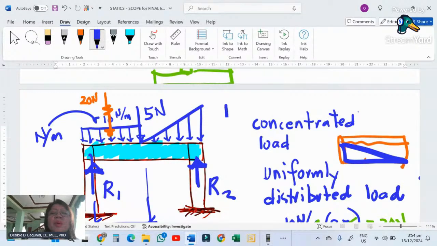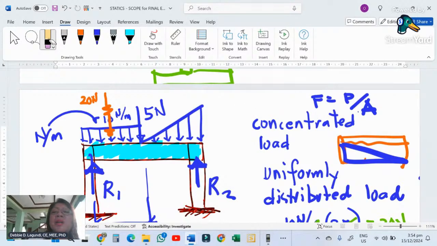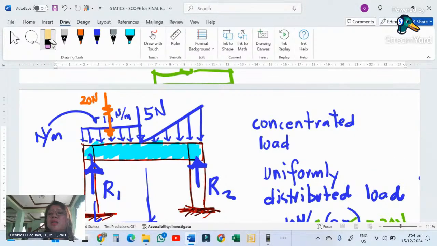From the formula, the pressure is equal to rho g h. h is how high the water is. g is the acceleration due to gravity. Rho is the density of the water, 1,000 kilograms per cubic meter. How will you get the force in there? The force is equal to pressure times the area. Meanwhile, let's not deal with this one because this will be taken up in your fluid mechanics.